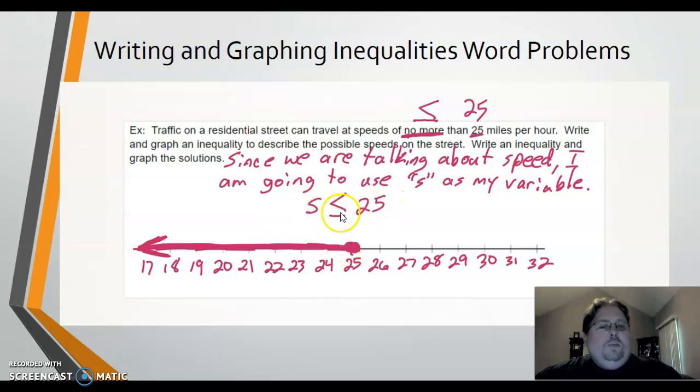So because we have this bar and it's less than or equal to, we're going to color in the dot. And then we can use our strategy of looking at either side of that 25. So 24, is 24 less than 25? Yes. Is 26 less than 25? No. So we're going to draw our arrow in the direction of that 24. Again, when the letter is on the left, before the inequality sign, that will tell us which way to draw our arrow.